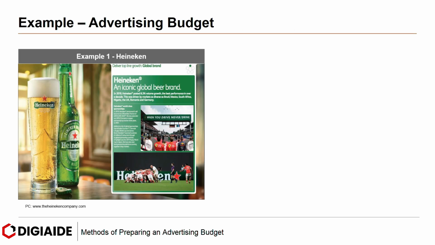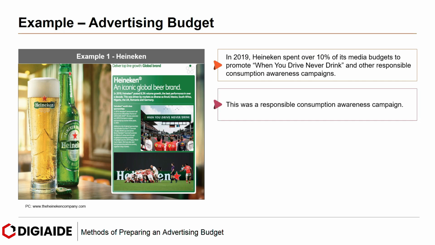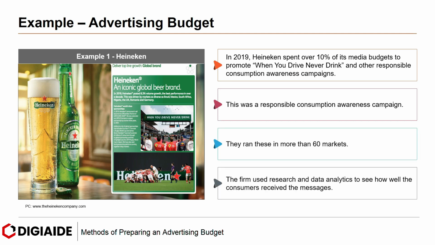Heineken. In 2019, Heineken spent over 10% of its media budgets to promote When You Drive, Never Drink and other responsible consumption awareness campaigns. This was a responsible consumption awareness campaign that ran in more than 60 markets. The firm used research and data analytics to see how the consumers would receive the message.